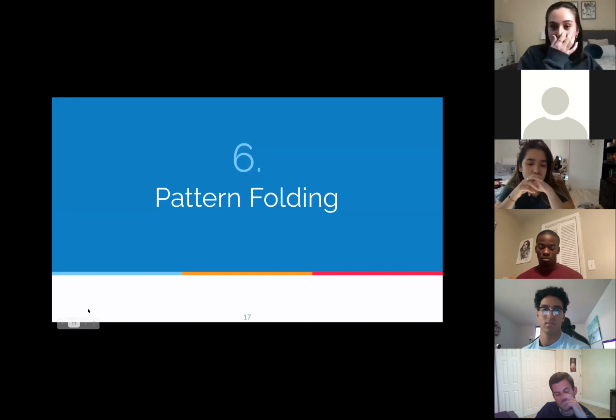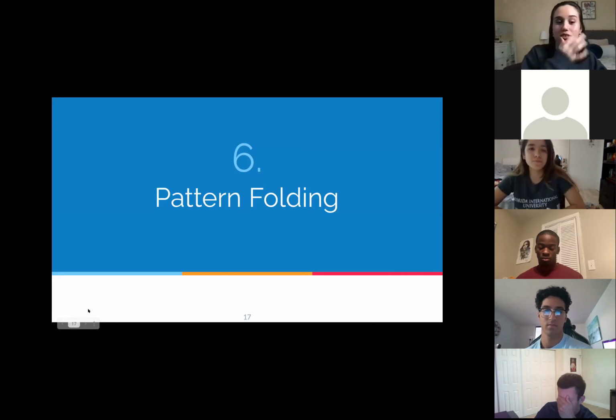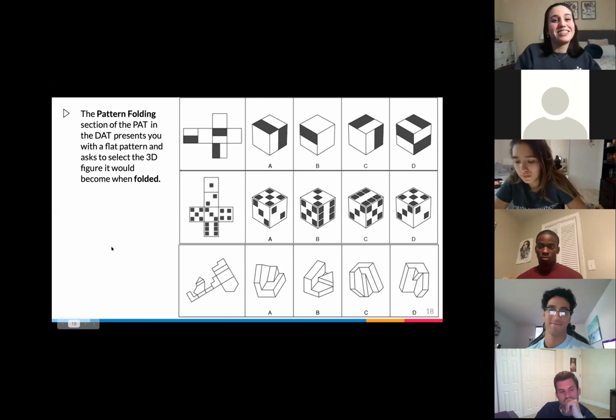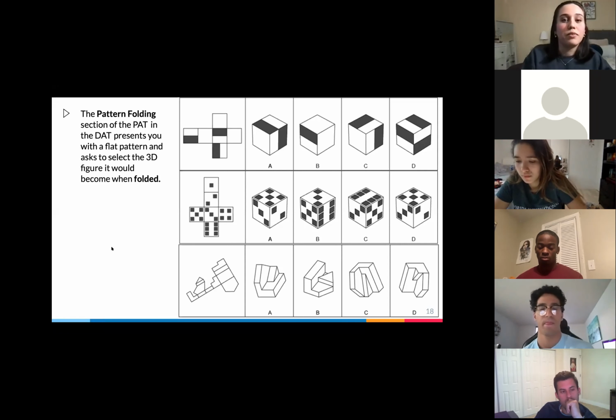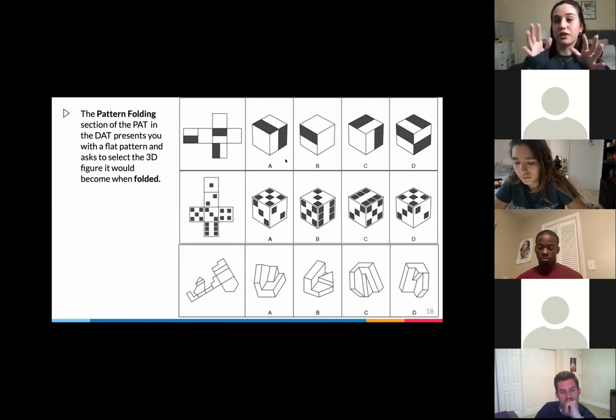And then the last section, which is part of pattern folding, which is a little complicated, at least for me. So pretty much they present you a flat pattern, and in your mind, you have to fold it, and you have to visualize how it's gonna end up looking. And then one of the answer choices obviously is how it's gonna look, and you have to select the right one. So they're never gonna fold it backwards. It's always gonna be into the screen. So that's a good thing.